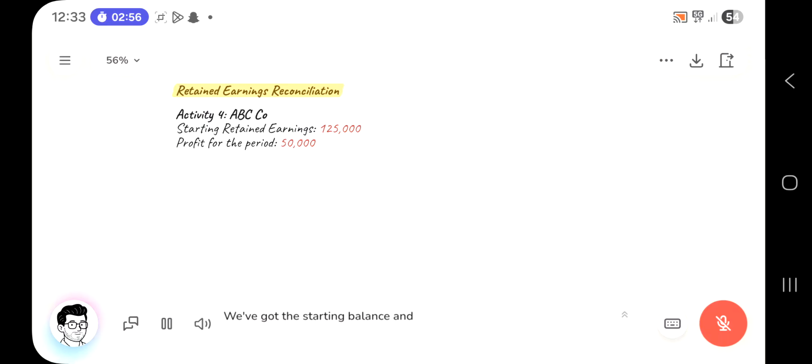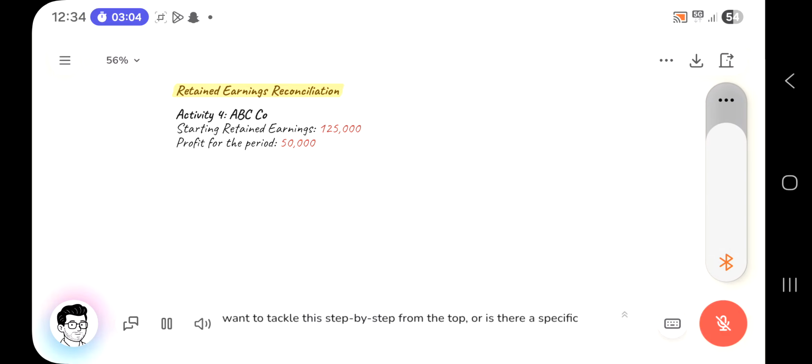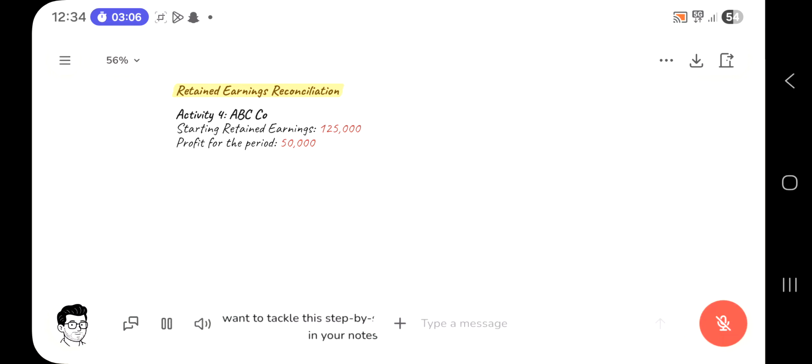We've got the starting balance and the profit ready to go. Now, do you want to tackle this step by step from the top? Or is there a specific spot in your notes you want to jump to first?